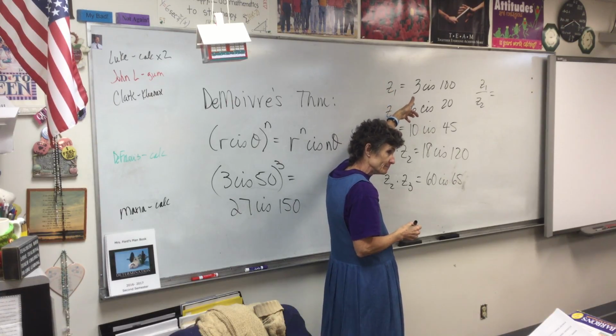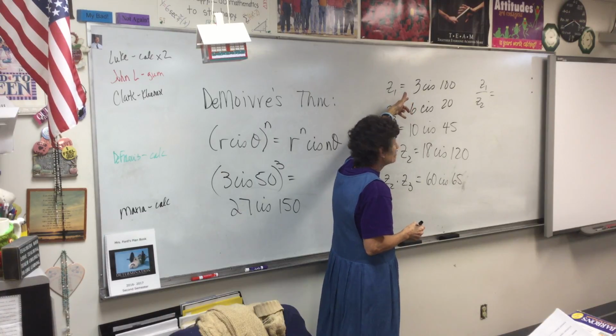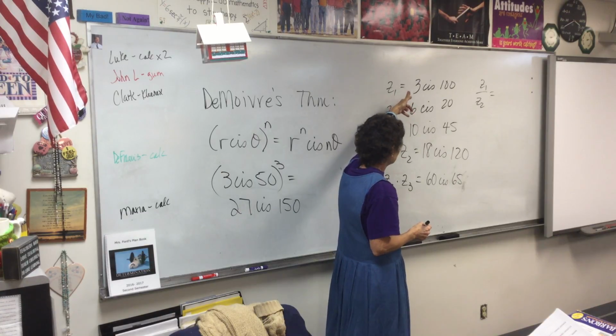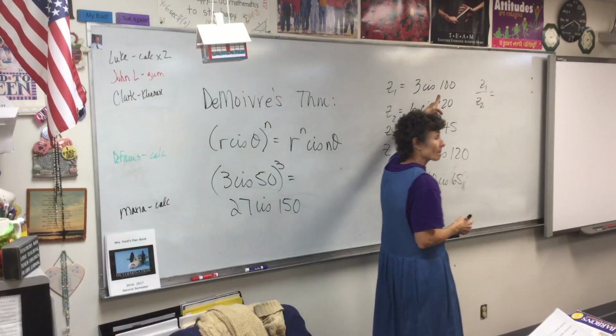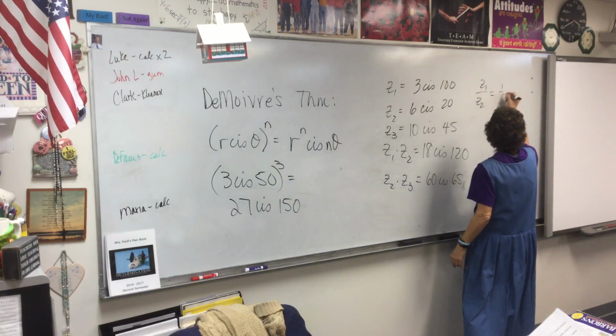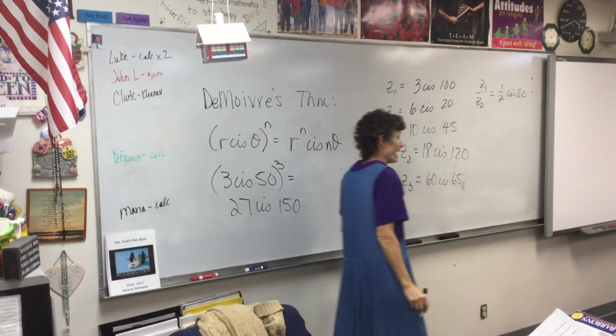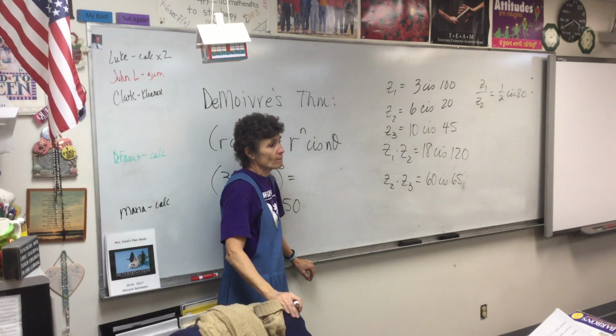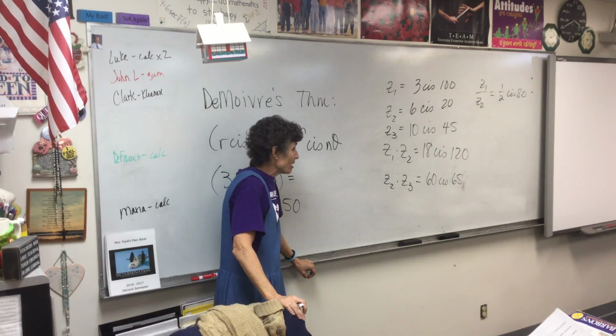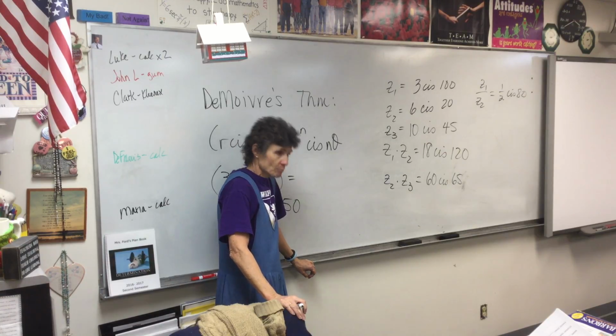So when you divide, you put 3 over 6. Yep. And then you do 100 minus 1. Yep. So it would be 1/2 CIS 80. When you divide numbers in polar form, you divide the R's and subtract the angles.